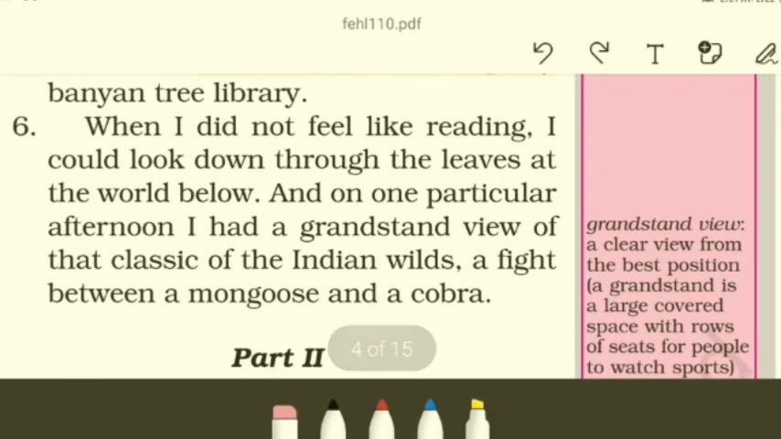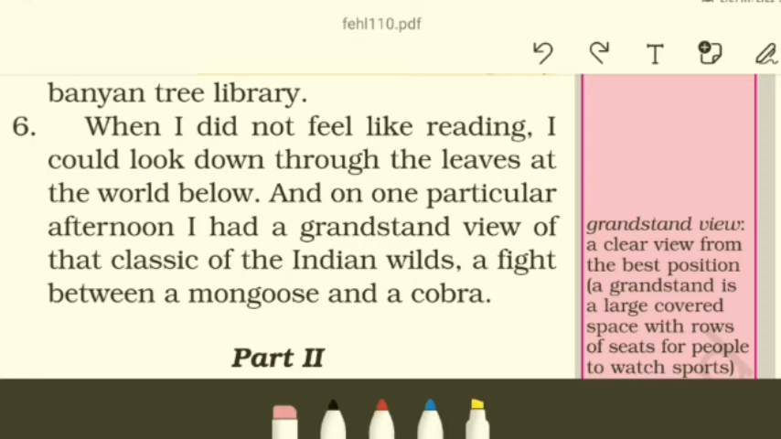When I did not feel like reading, I could look down through the leaves at the world below. So when he was no more interested in reading, he used to peep through the leaves at the world below, at what was going on in and around or what was happening elsewhere. He used to peep and look.